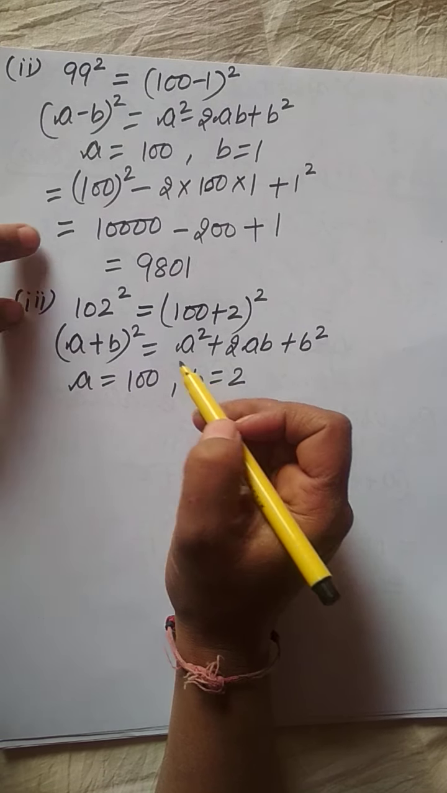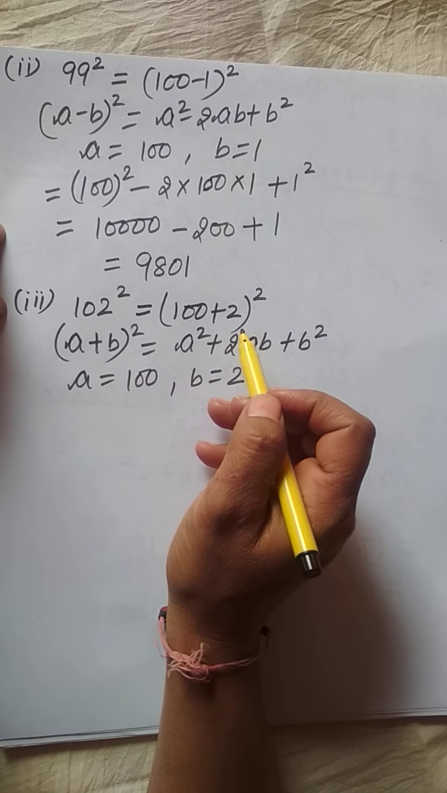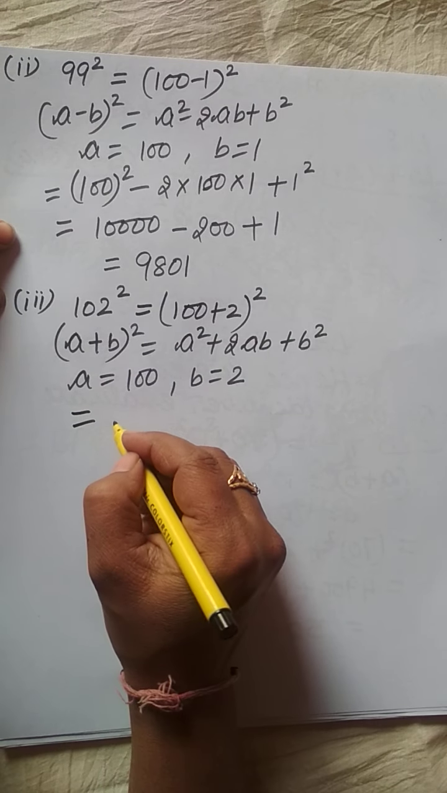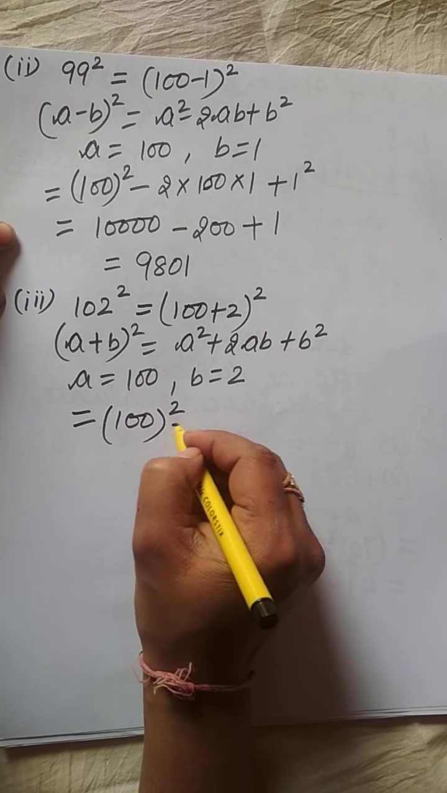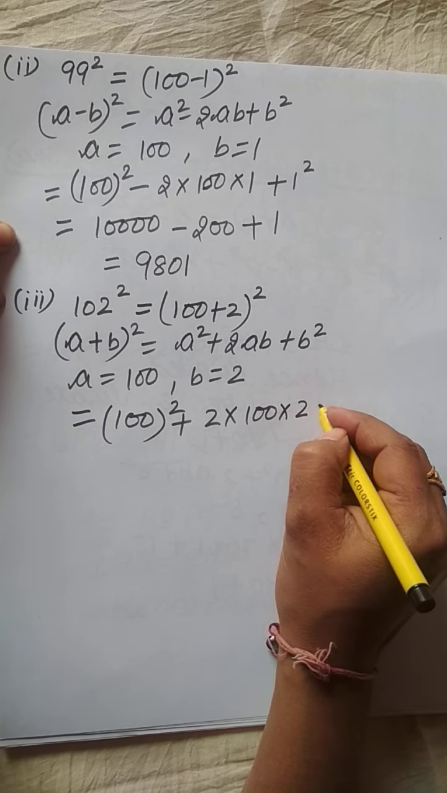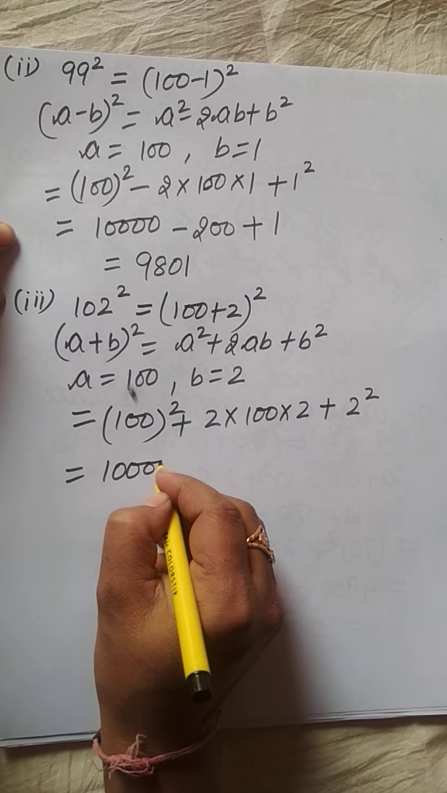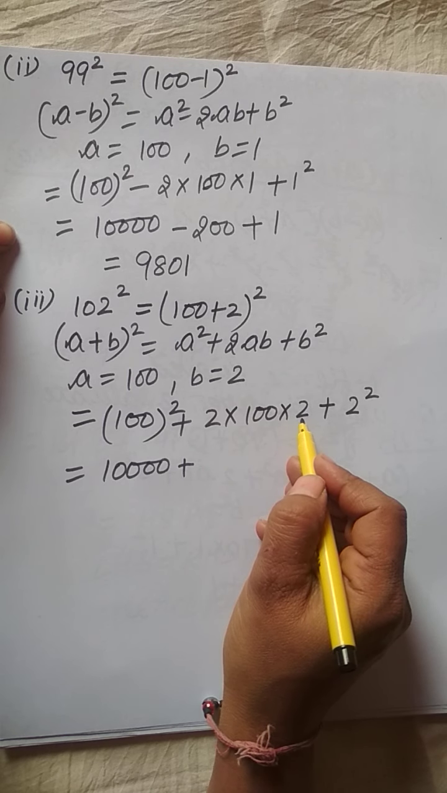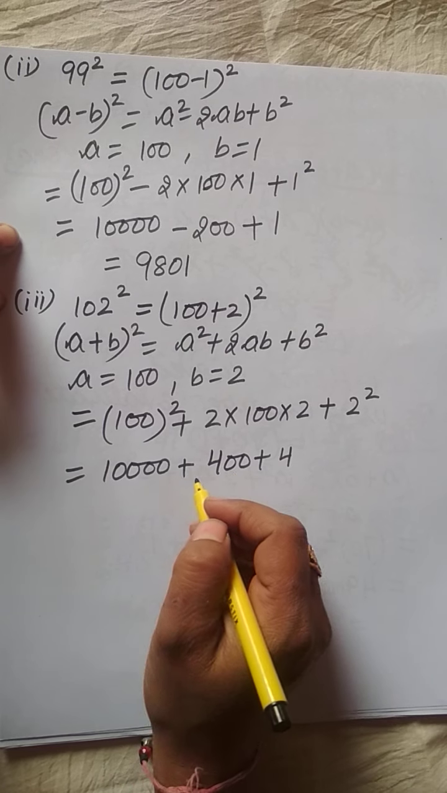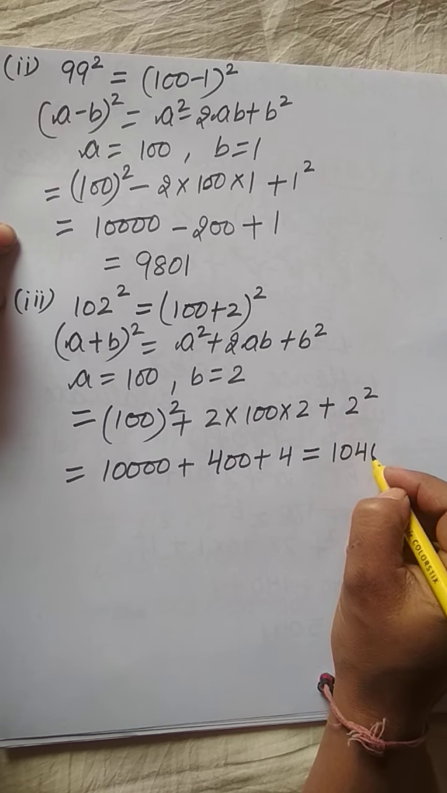We have to just convert the given number in the form of (a plus b) whole square or (a minus b) whole square. Further, we will use the identity and get the answer. So substitute the values: 100 square plus 2 multiplied by 100 multiplied by 2 plus square of 2. Square of 100 is 10,000, plus 2 2's are 4, 400, plus 4. 10,000 plus 400 plus 4 is 10,404.